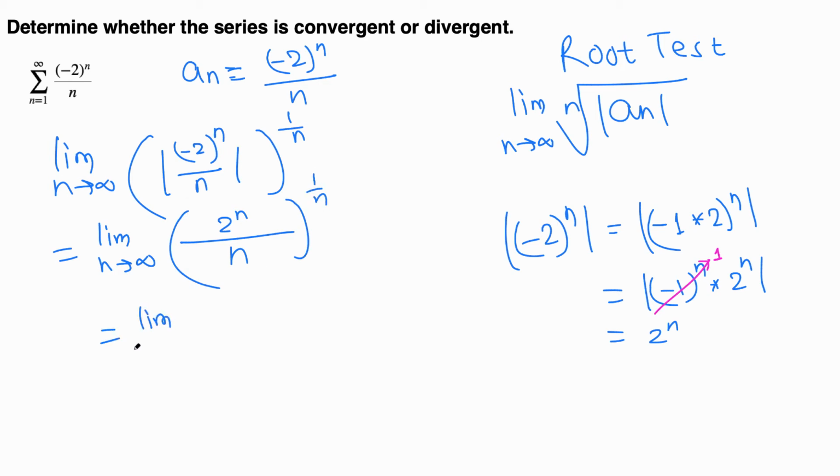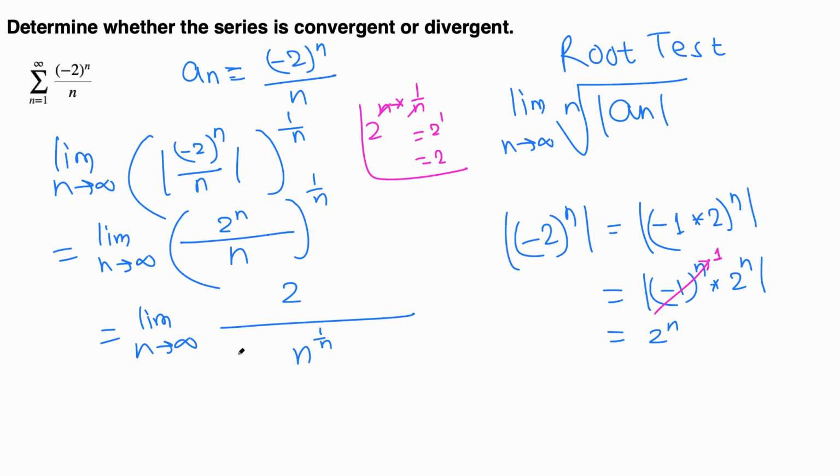So the limit as n goes to infinity of, on the top, 2^n raised to 1 over n. This exponent and this exponent form a product, so that's pretty much 2 raised to n times 1 over n. n times 1 over n cancel. So 2 raised to 1, which is just 2. So on the top we got 2, and on the bottom n raised to 1 over n.